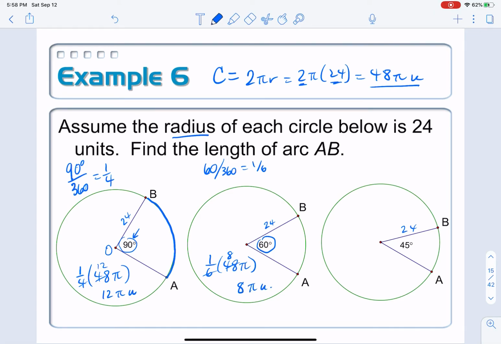And then lastly, our arc measure is 45 degrees. And 45 is, let's see, 45 out of 360. This time, I think it's an eighth? 1/8 of that pizza? Let's see, 4 times 8 would be 320 plus another 40. Yes, that makes sense. It's 1/8 of that whole entire pizza or circle. In this case, it's 1/8 of 48 pi for a total of 6 pi units for the arc length right here.